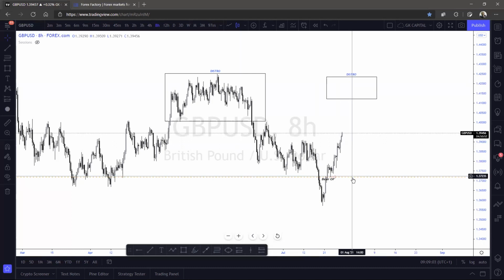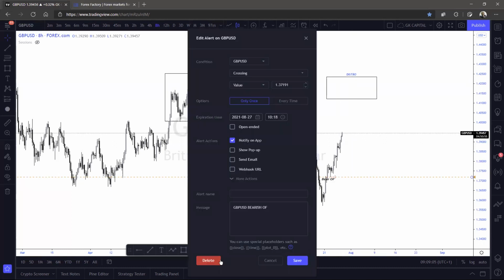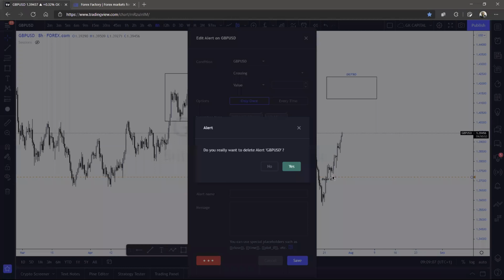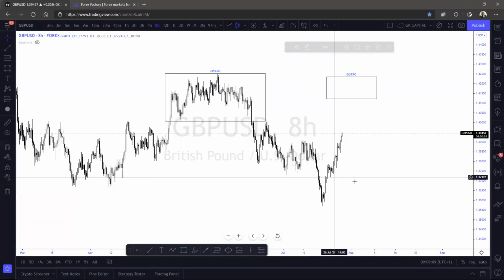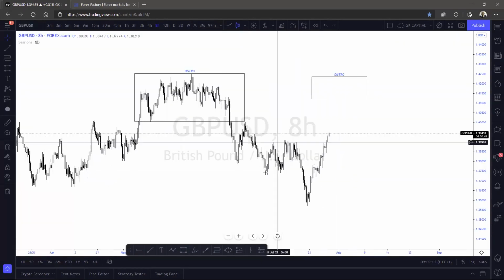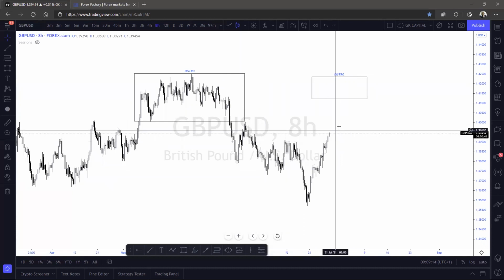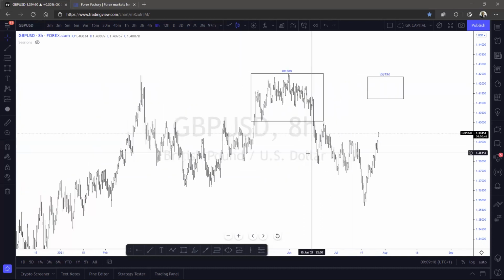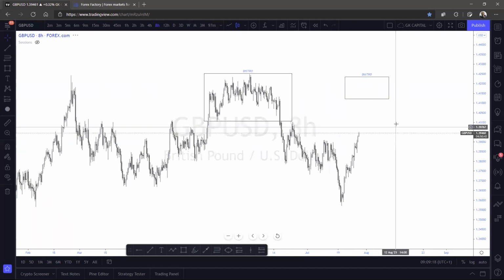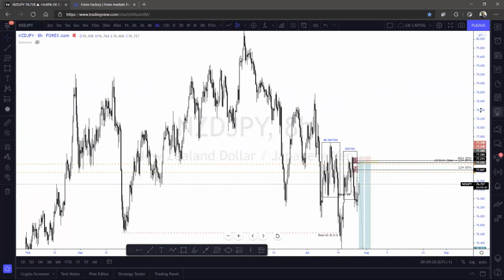So go ahead and delete that. Okay, we're gonna need that now. So this was a slingshot. Slingshot has been taken now. Just have to wait now. That's something for next week anyway.